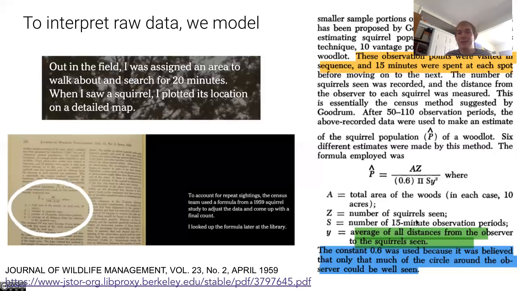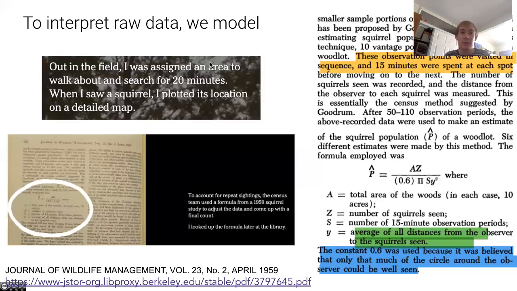Another thing to note is this 0.6 constant. You can see it's highlighted in blue down here. They came up with this number 0.6 because they said you can only see 60% of what's around you. You'll only be able to see 60% of the squirrels that are within your range of vision at any given time. This number kind of appears to come out of nowhere. They just say, oh, it was believed. Believed by whom? Who came up with this number? Is 0.6 correct? Should they have used 0.7 instead? Should they have used 0.5? Should they have used something completely different? Maybe 0.6 was just completely off base. This is an assumption that went into their model.